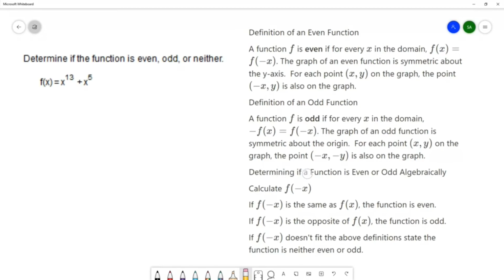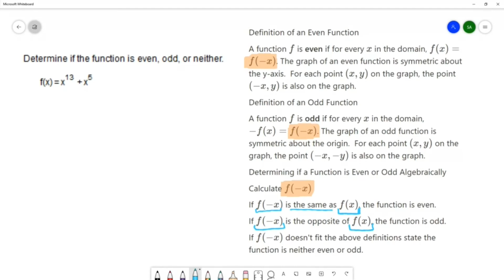We're going to determine if a function is even or odd algebraically from the equation. What you notice is that both definitions involve f of negative x. So we are going to calculate f of negative x. And once we calculate it, we're going to take a look to see if that calculation comes out to be the same as the original function, or if that calculation comes out to be the opposite of the original function.